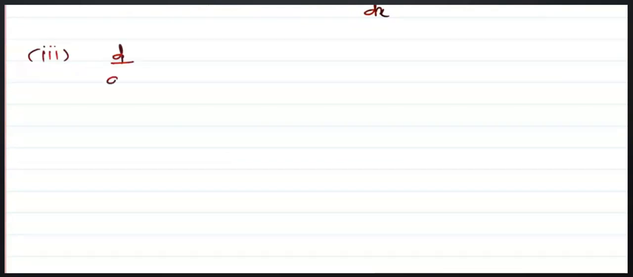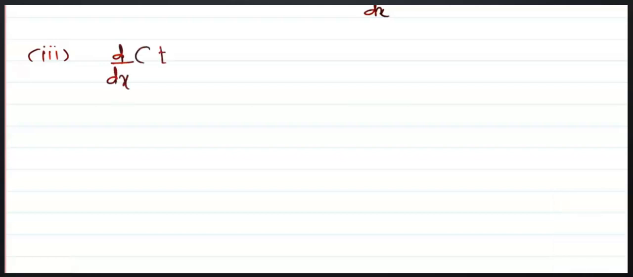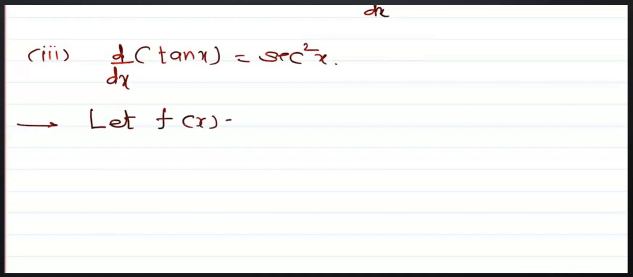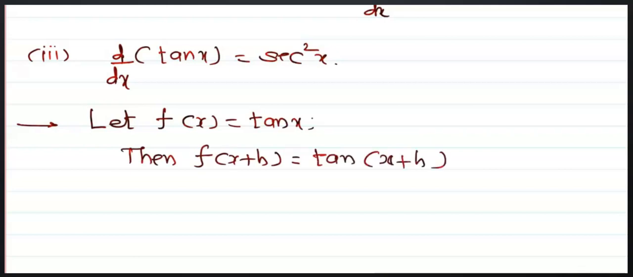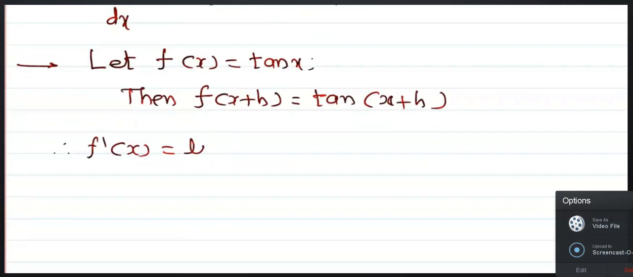Now third. Next is the derivative of tan of x. The derivative of tan of x is sec square x. Now we will find the derivative of tan of x by using the first principle. Again, f of x is equal to tan of x. Then what is f of x plus h? It is equal to tan of x plus h.